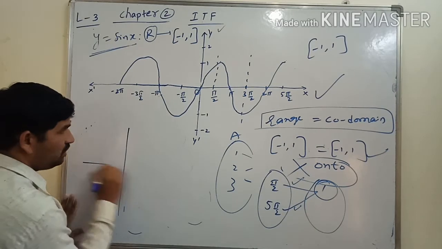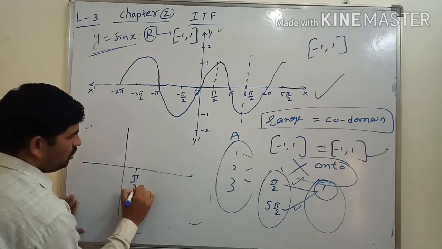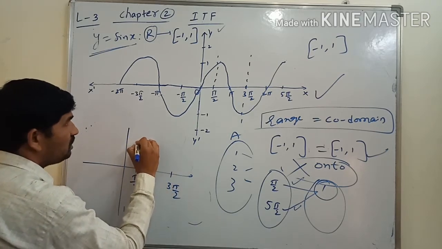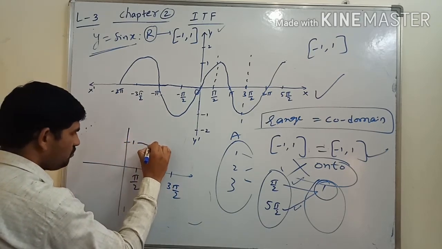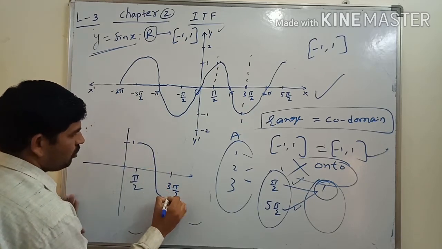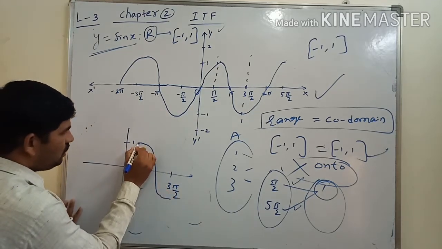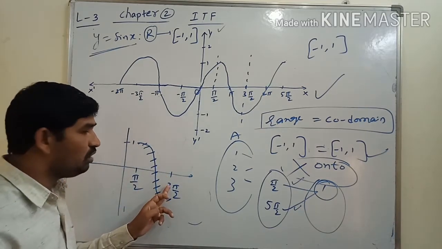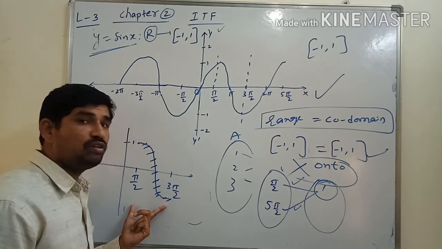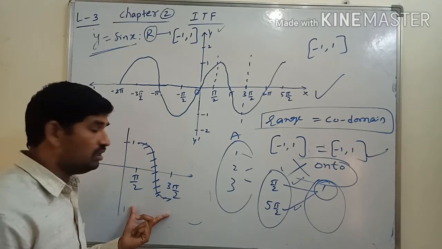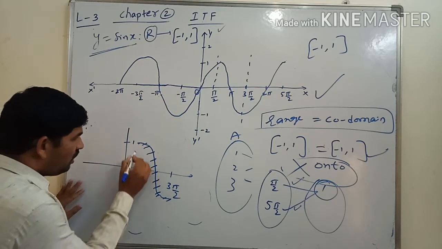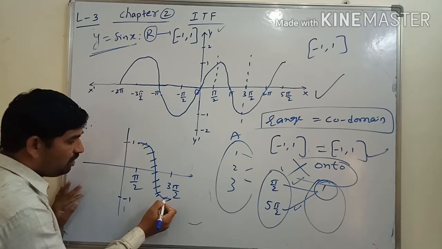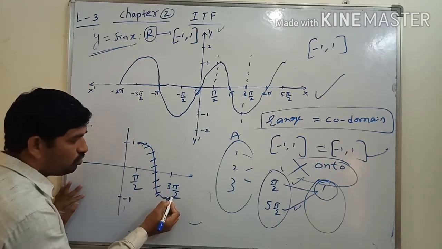We are taking the graph of this. See, this is pi by 2 and this is 3 pi by 2. Clearly I will show what the difference is and which kind of graph I am going to take here. Yes, this is the graph. If you observe this graph, between pi by 2 and 3 pi by 2, the result we are having is -1 to 1.